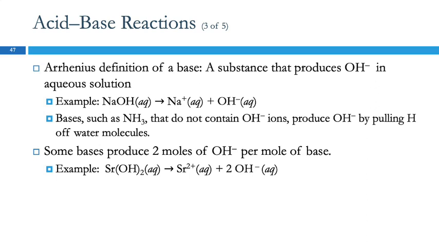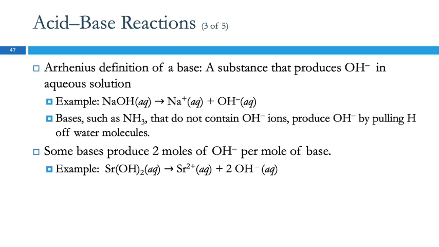The Arrhenius definition of a base is a substance that produces hydroxide ions in aqueous solution. Most of the ones we're going to encounter in Chem 1A are metal hydroxides, like sodium hydroxide. This is an ionic compound. It dissociates into sodium ions and hydroxide ions when it's dissolved in water.